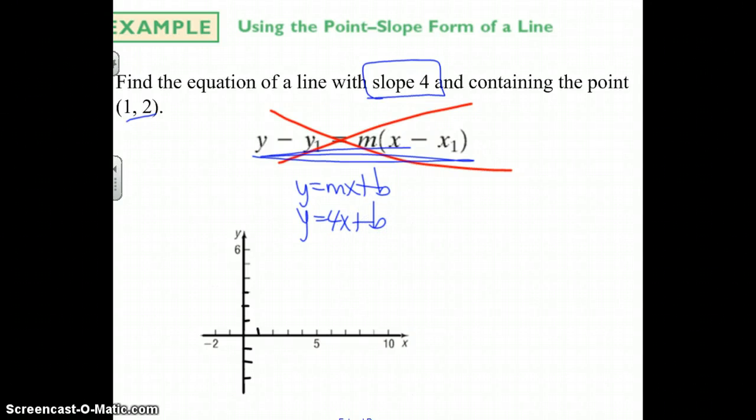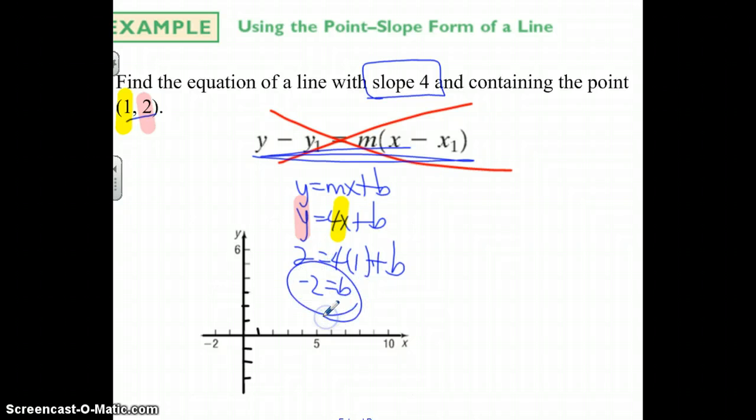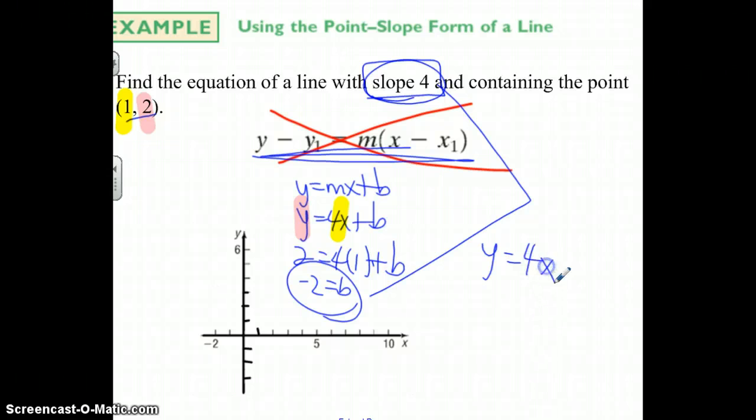And now I need an x and a y value. Well, here's my x value in yellow, here's my y value, and I'm just going to plug those in. 2 is equal to 4 times 1 plus b. If I subtract off the 4, I get negative 2. So now I've got all I need to write the equation of a line. I've got slope and y-intercept, so y is equal to 4x minus 2.